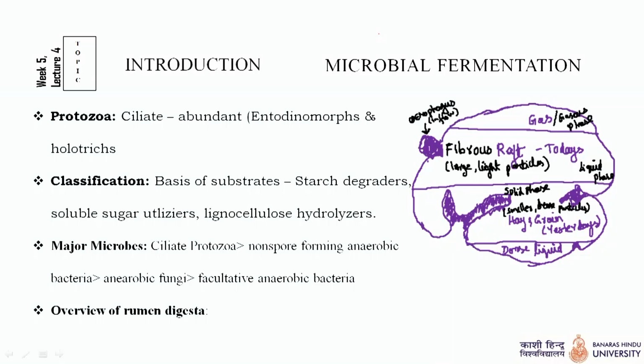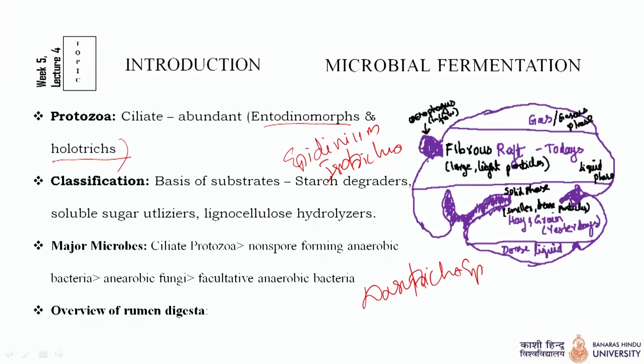So the protozoa are of different types. Among them, the most abundant ones are entodiniomorphs as well as holotrichs. So these are the most common protozoa present in the rumen, right? In addition to these entodiniomorphs and holotrichs, it also has Epidinium, then Isotricha species, then Dasytricha species, then Diplodinium species. So there are different types of protozoa.